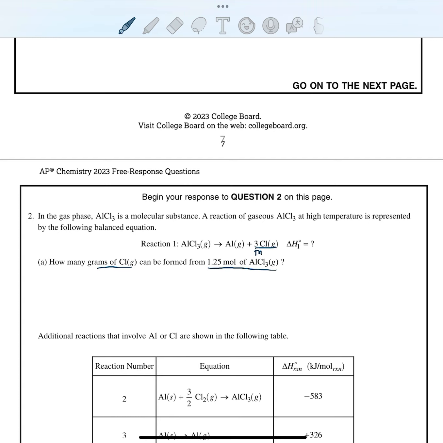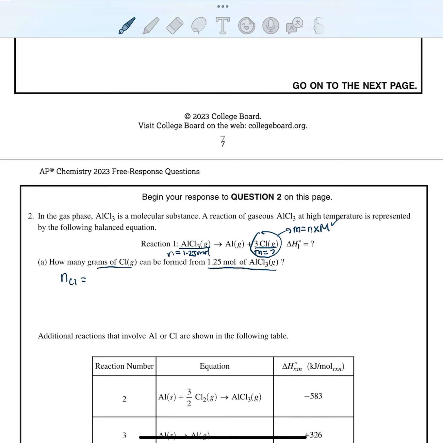I need to find the mass of the chlorine, and I'm given the moles of the aluminum chloride. I can tell it's a mole ratio problem because to find the mass, I know that mass equals moles times molar mass. The molar mass I can look up on my periodic table. I don't know the moles though, not directly at least. So I need to use a mole ratio to figure out how many moles of chlorine I have.